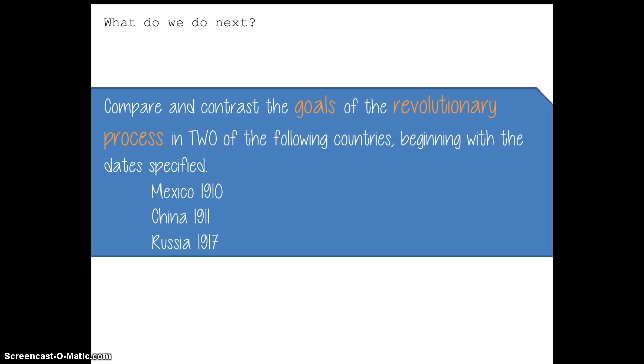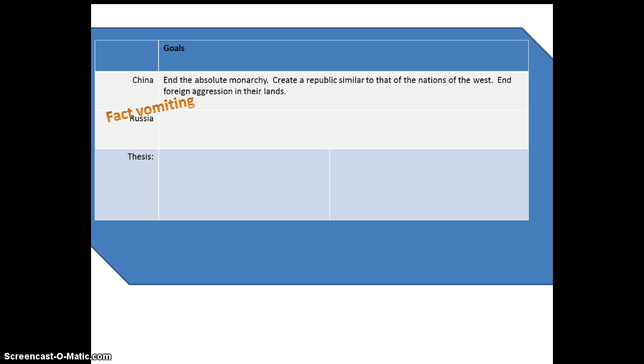So you look at the words in the question. It wants you to compare and contrast, so that's find similarities and differences. And then it's asking about the goals of the revolutionary process. So the revolutionaries themselves, as they were fighting to change their country, what were their goals while they were fighting? And we have to think about that in two of the three countries listed. In this case, we are going to go with China and Russia.